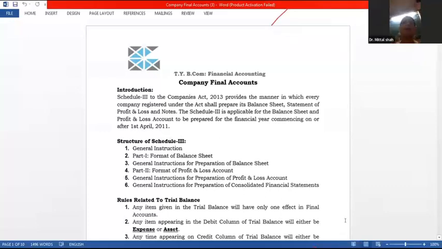Easiest chapter is company final account, but this chapter is a lengthy chapter because you have to prepare your notes to accounts, you have to prepare your statements, and then you have to write all the items. So for company final account, you should give maximum only 40 to 50 minutes.